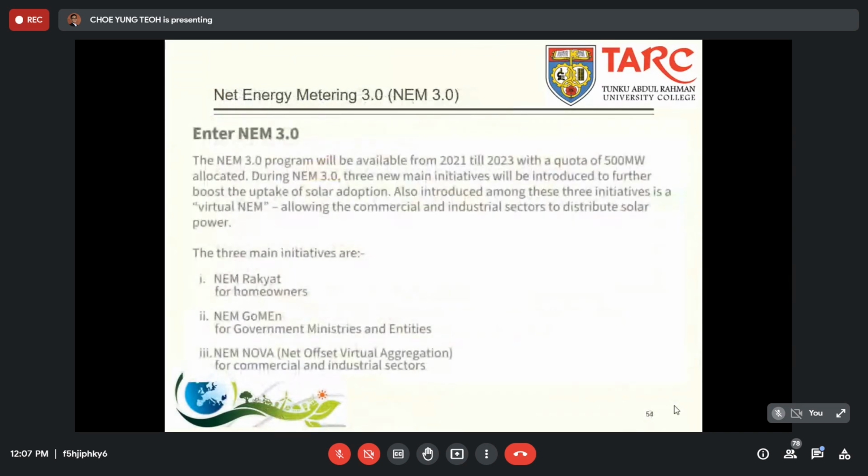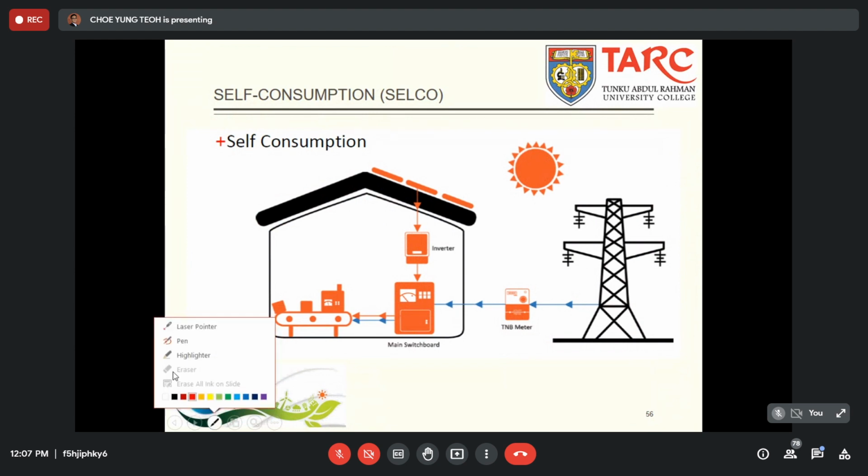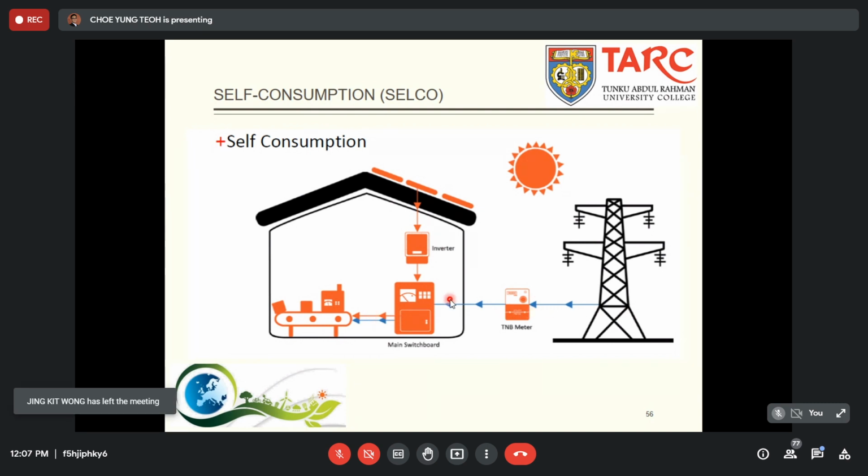Okay, other than net energy metering, we still have one called self-consumption, or in short form they call it self-quota. This one does not have a quota, so whichever you want to install, you can just install it. But this one, actually, no one will give you any incentive. Why? Because you build the solar power plant and generate power for your own use only. The extra you cannot sell to DNB. Maybe you can sell to your neighbor, but you cannot sell to DNB. DNB is only one-way supply. So this one you call self-consumption.